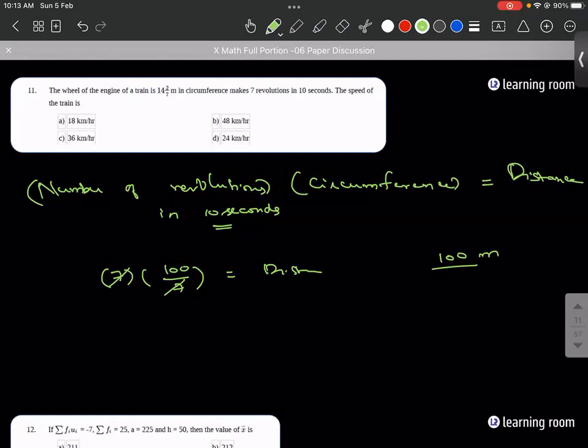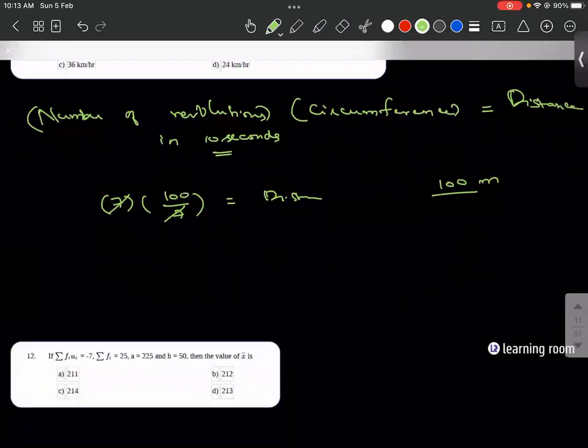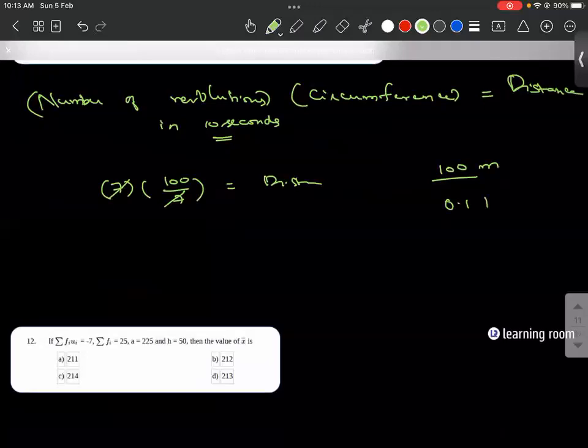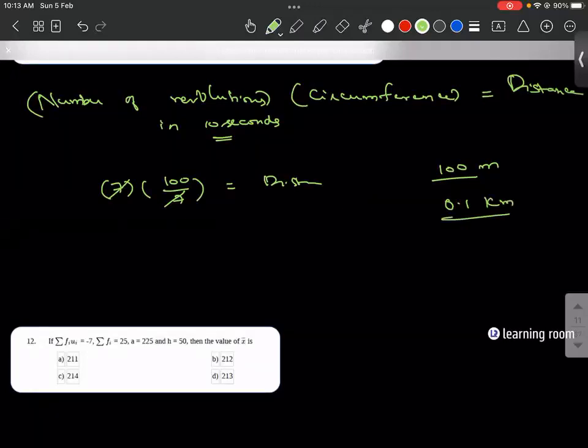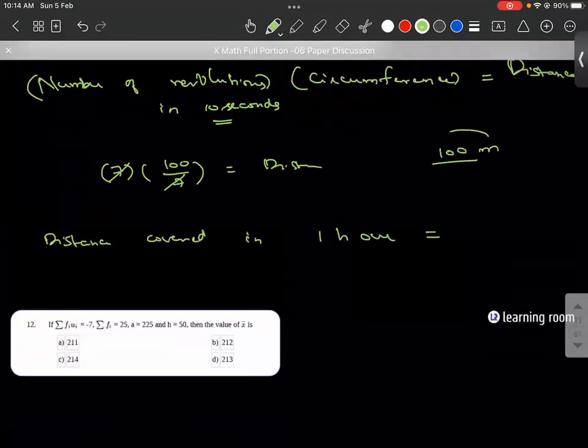The speed of the train is... So they need it in per hour. So 100 meter is 0.1 kilometer divided by 1 hour. Okay, I'll write it like this. So you need to do the conversions. So what is the distance covered in 1 hour? This is in 10 seconds. So this is the distance covered in 10 seconds.